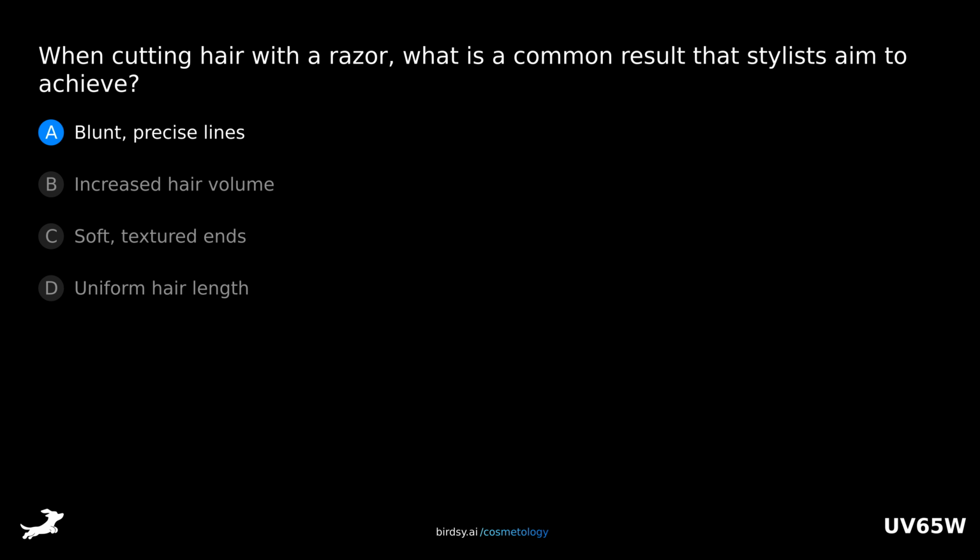Is it A, blunt, precise lines? B, increased hair volume? C, soft, textured ends? Or D, uniform hair length? The answer is C, soft, textured ends.